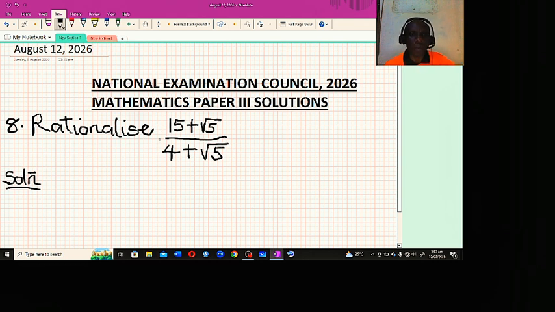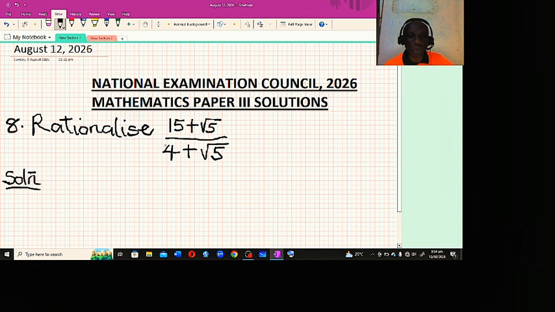Here we are given to rationalize (15 plus root 5) divided by (4 plus root 5). To rationalize a surd fraction simply means to do away with the irrational part in the denominator. So if we can remove this root 5, we would have rationalized this. How do we do this?